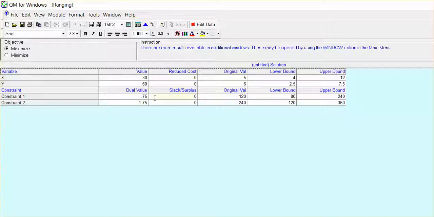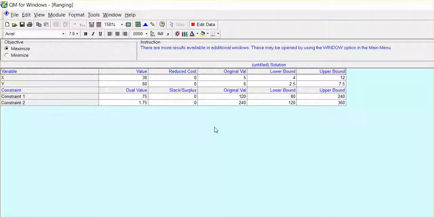So in C, if the right-hand side of constraint 1 were to be increased by 10 units, we're going to go from 120 to 130. Guess what? 75 additional cents. So 75 cents times 10 would give me $7.50. My profits would be increased.